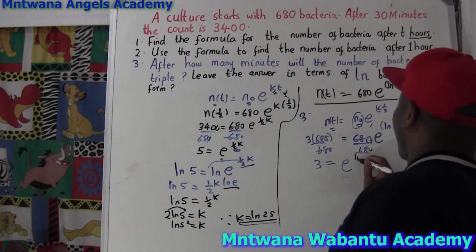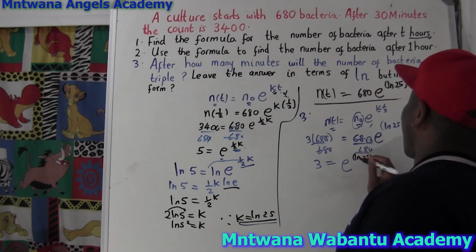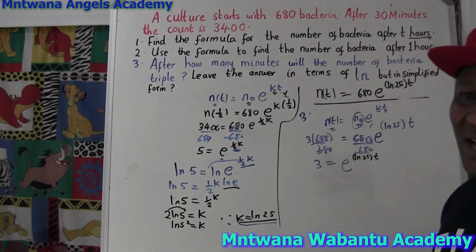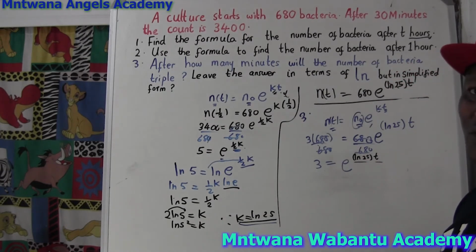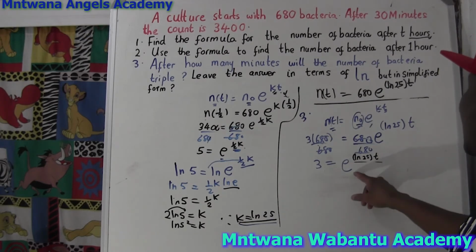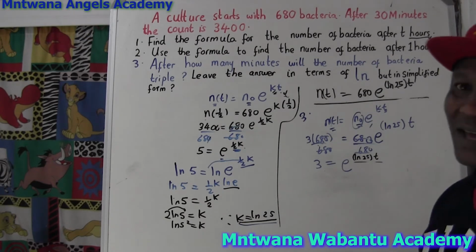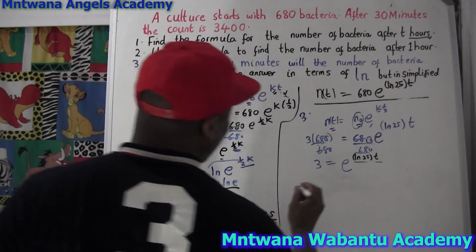ln of 25, and all of this times t. You know what I'm saying? So I'll say times t. So now, like I always tell you, if you have an e power something, you're looking for a ln here. So what you have to do is apply ln throughout. Easy like that. If you want to get the value of whatever's in the power, you must apply ln.